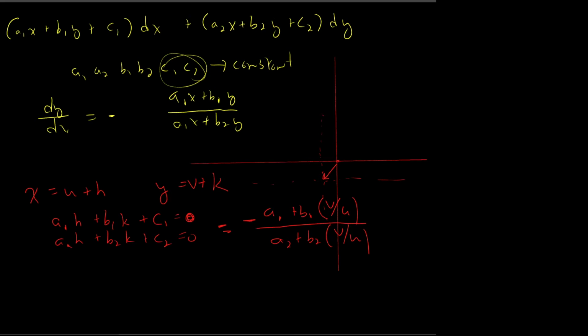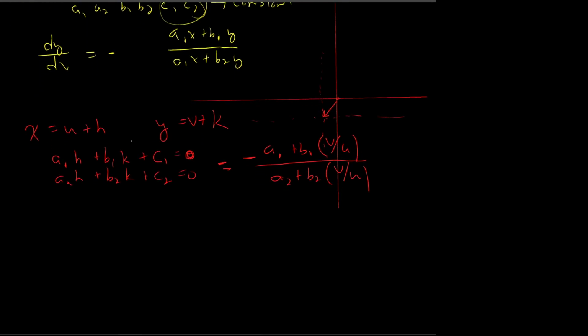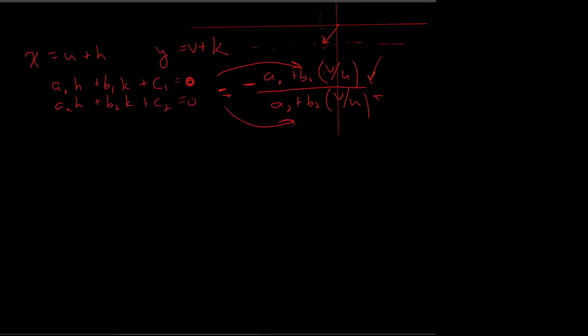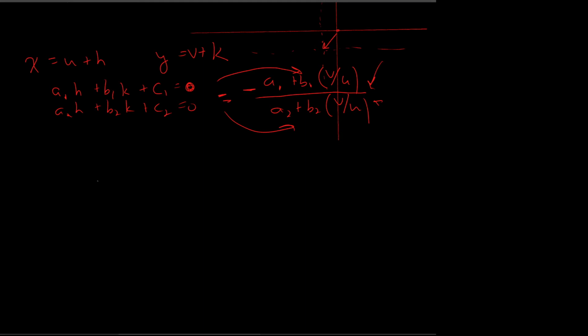So let's look at one here. We're using the linearity of these systems to convert it into a form where it's purely homogeneous. All right, let's do one, and I think you'll see how this goes. So negative 3x plus y minus 1 dx plus x plus y plus 3 dy equals 0.